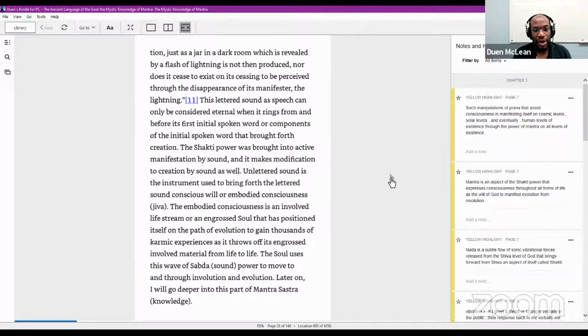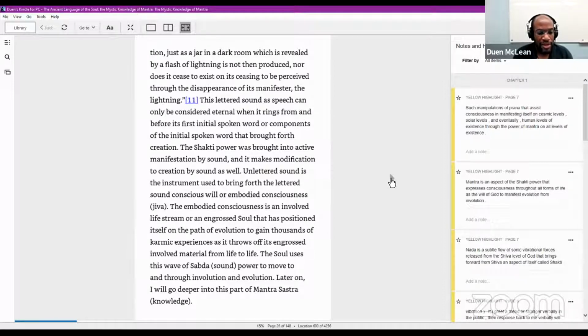The Shakti power was brought into active manifestation by sound, and it makes modification to creation by sound as well. Unlettered sound is the instrument used to bring forth the lettered sound conscious will or embodied consciousness, jiva. The embodied consciousness is an involved life stream or an engrossed soul that has positioned itself on the path of evolution to gain thousands of karmic experiences as it throws off its engrossed, involved material form life to life.